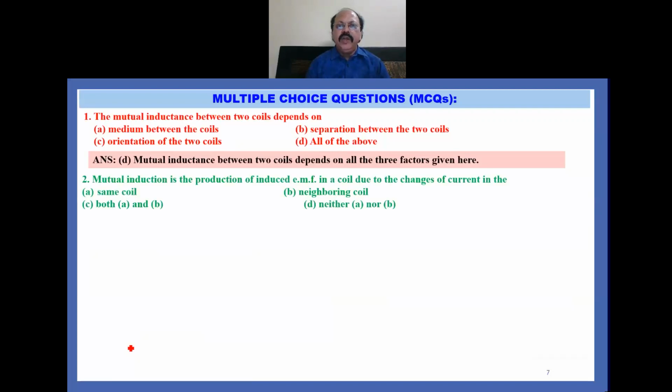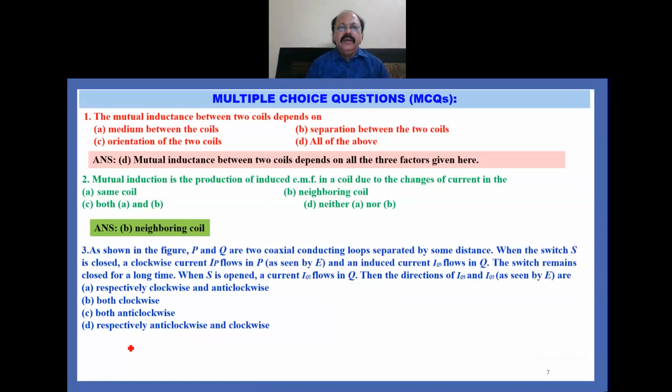Now the second multiple choice question, mutual induction is the production of induced EMF in a coil due to change of current in the, options are here, same coil, neighboring coil, both A and B, and D option, neither A nor B. So from the definition, if any change in the strength of the current in the neighboring coil, then an EMF is induced in another coil. So that's why answer should be B, that is neighboring coil.